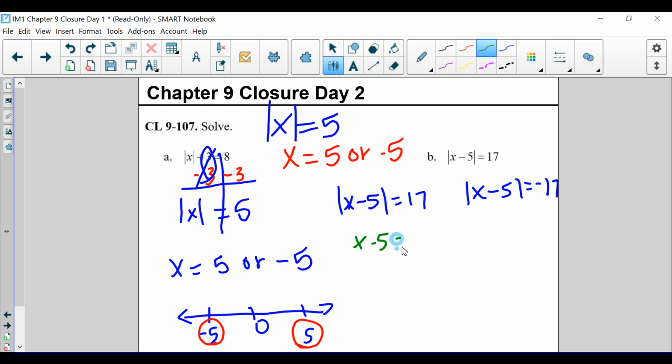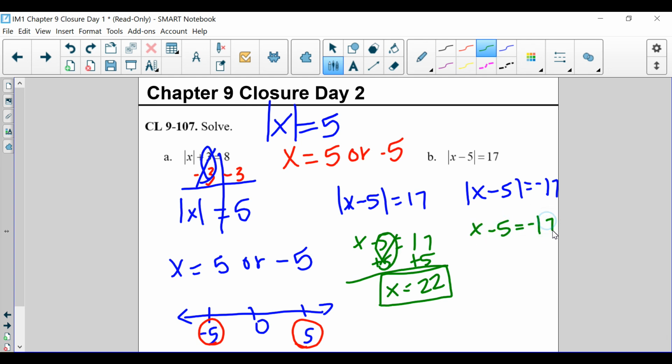With this one, we know it could be positive 17, so if I add 5 to both sides, I'm going to know x is equal to 22. That's one possible solution. And then the other one, we add the 5.